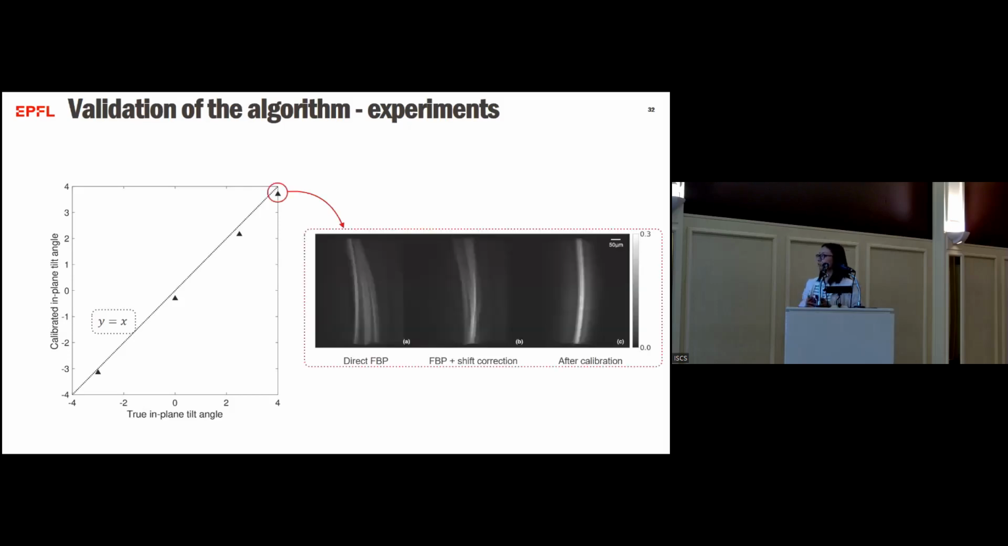Here's a reconstruction image in the case of a 4 degree tilt angle. When we apply direct FBP, we see many ghost shadows. And when we do a shift correction, we already mitigate some of the artifacts, but we still see it's not perfect. Then we apply our calibration, and we manage to remove these artifacts.